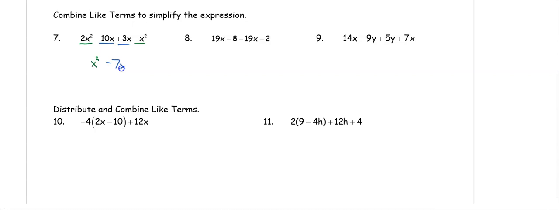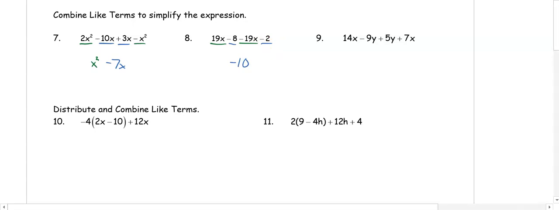In number 8, we can combine the x's. 19x minus 19x is going to be 0x. So we're just going to not write anything. And then we have -8 minus 2, which is -10.